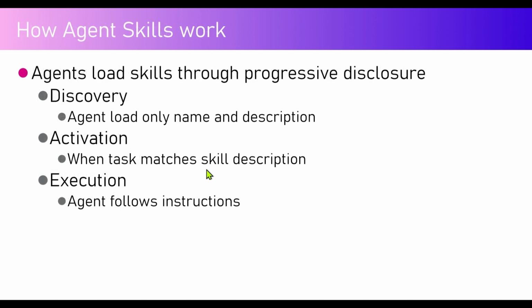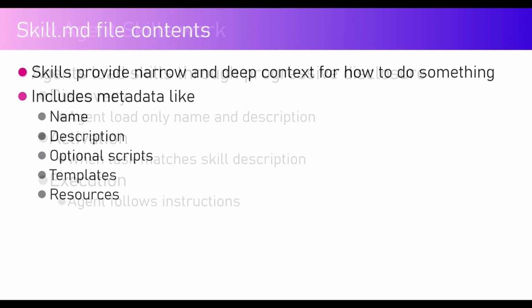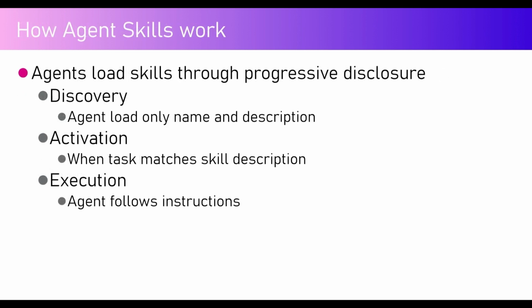Now, how do agent skills work? As I mentioned earlier, agents load skills through progressive disclosure. Not everything will be loaded at the start. In the discovery stage, the agent loads only the name and the description. Remember, in the metadata which we just saw, it has name and description, so only those are loaded. The description provides information about the purpose of that specific skill and how it should be used. In a short text, you will be able to provide that information.